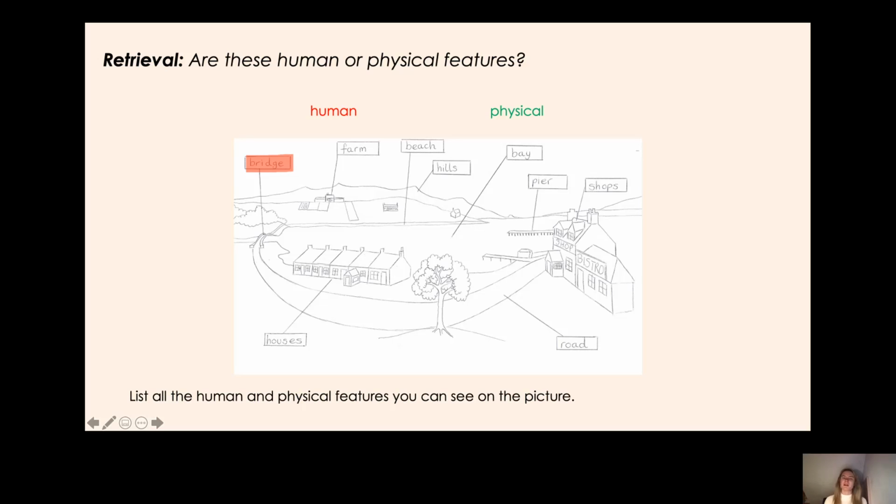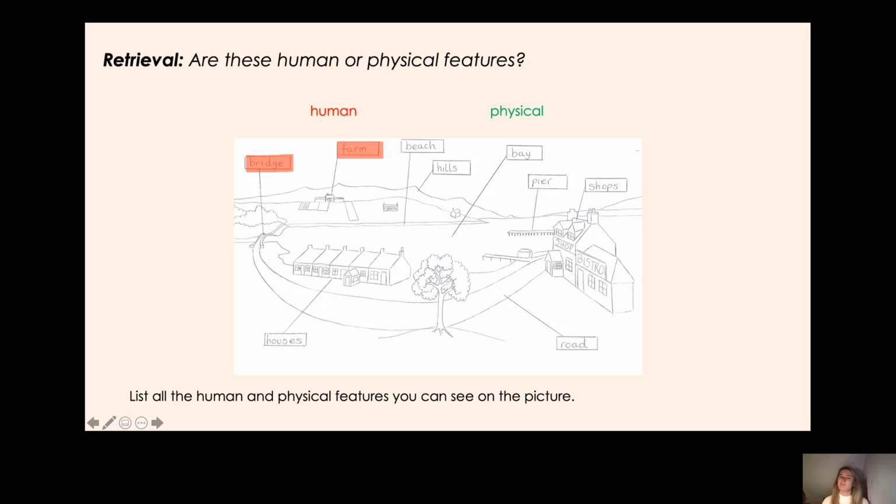OK, what about a farm? Now, a farm has a house attached to it, doesn't it? Now, are houses natural or are they made by a human? Well, yes, a farm has to be made by a human, doesn't it? So therefore, that is another human feature. It wouldn't be there unless a human had built it.